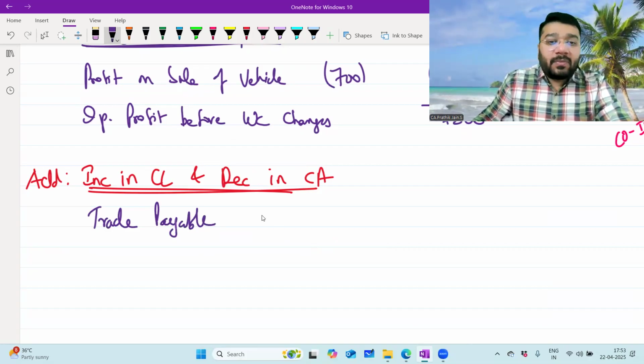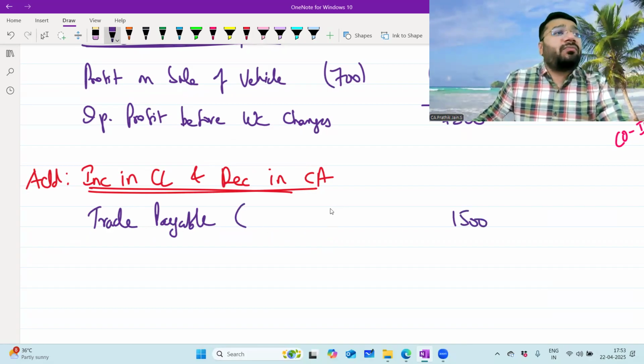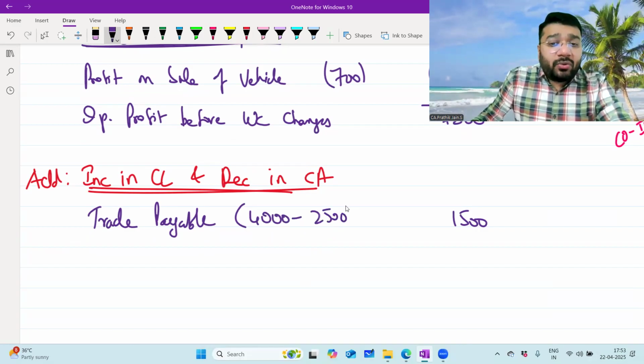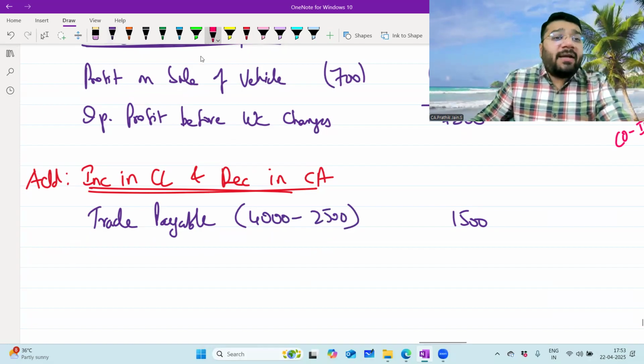Trade payable. How much is the amount? 1,500. What is the difference between the two items? Amount 4,000 minus 2,500. We have to show this value here. Okay, so only one add item.